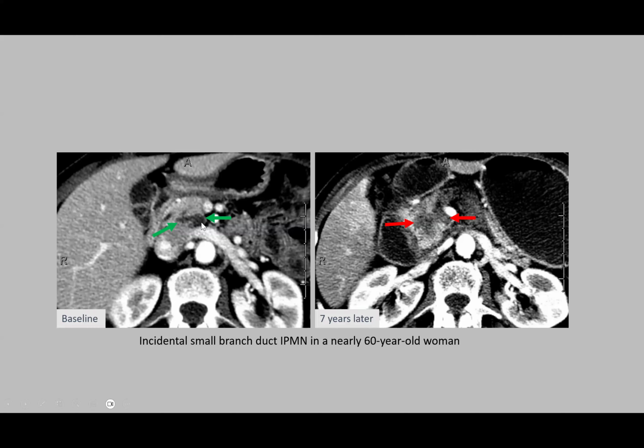Either you could follow it, she's 60, so till she becomes 80, there would be 20 years of follow-up. There would be too much expense, too much anxiety and everything, versus you resect it. And if it turns out to be a low-grade IPMN, then you probably overdid it and resected it. In this particular patient, nothing was done. 7 years later, she comes back with a malignancy. This was unresectable at the time of diagnosis, and she died 5 months after this CT scan, unfortunately.